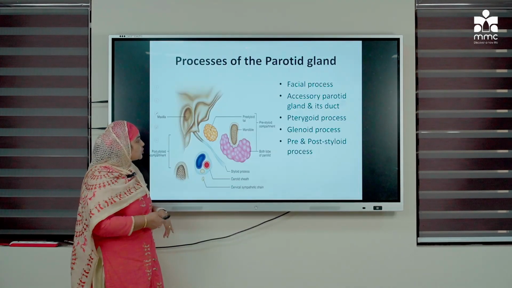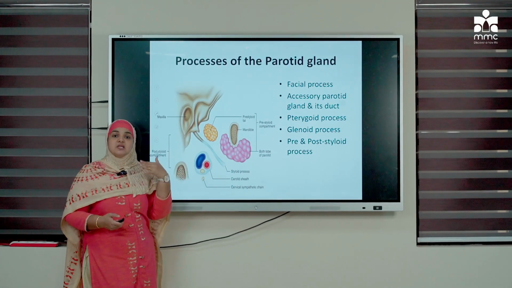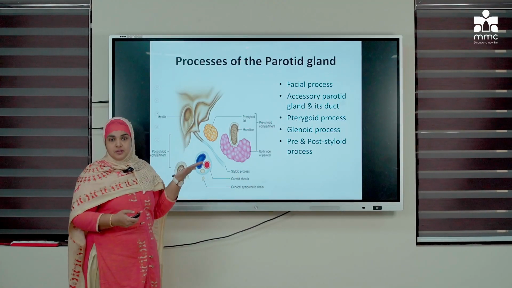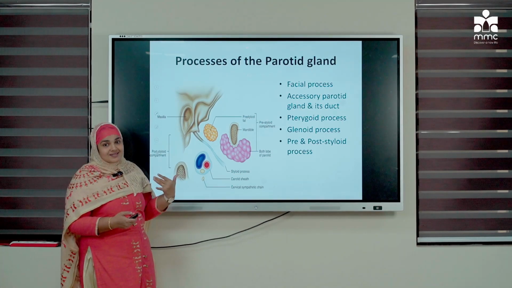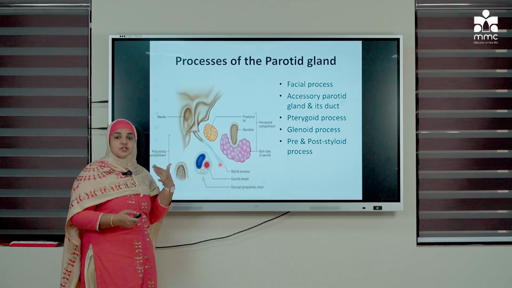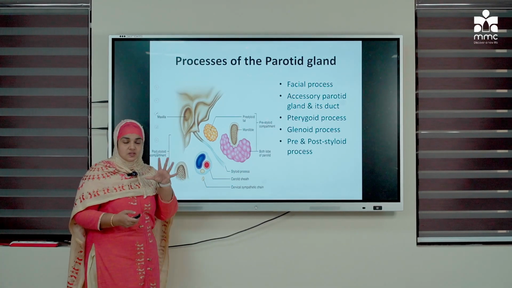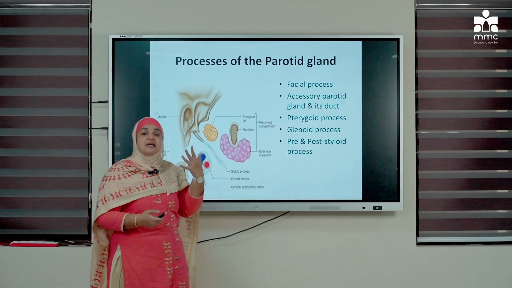In addition, there are two more processes which are related to the styloid process. What is seen in front of the styloid process is called the pre-styloid process of the parotid gland, and what is seen behind the styloid process is called the post-styloid process of the parotid gland. So these are all the processes arising from the parotid gland in various directions.